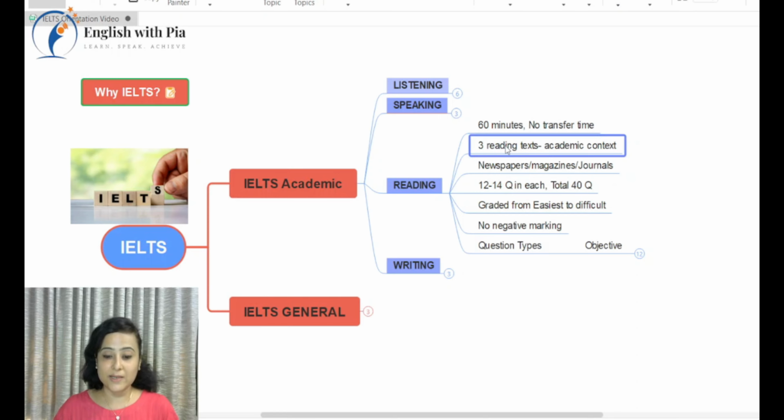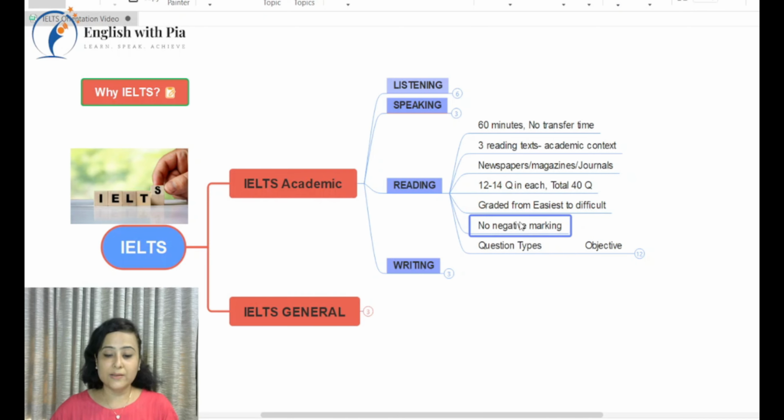In the academic exam, there will be 3 reading texts, and usually these are in an academic context. These texts are usually taken from newspapers, magazines, or journals. There could be 12 to 14 questions in each of the sections, so the total number of questions in your reading comes to 40. Usually it is graded from easiest to difficult. That means the first passage is usually easy, the second intermediate, and the third a difficult one.